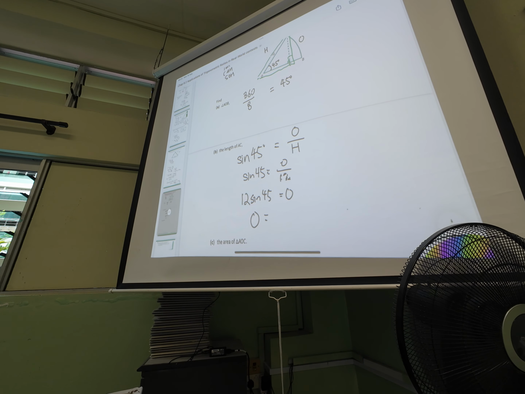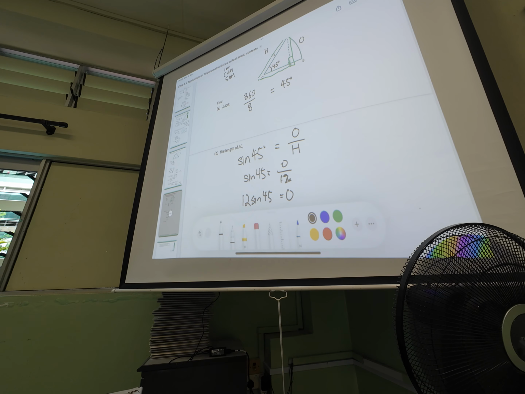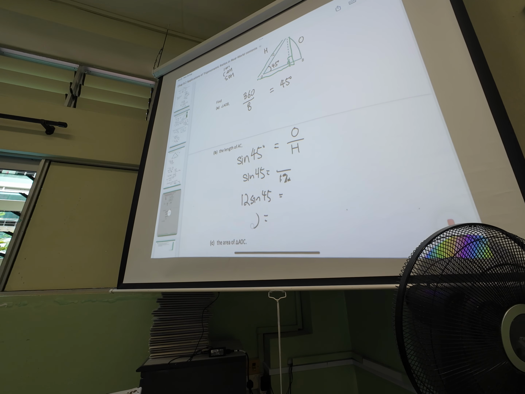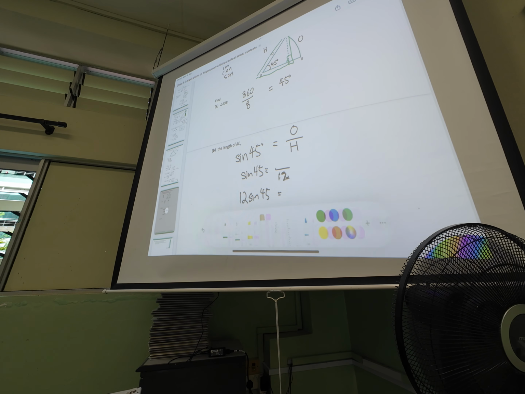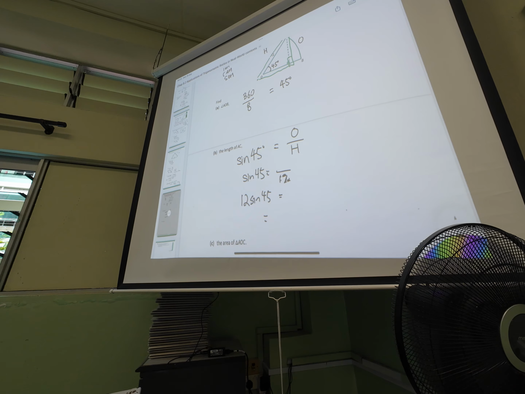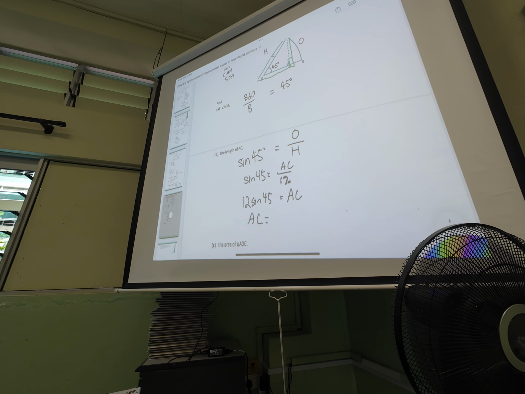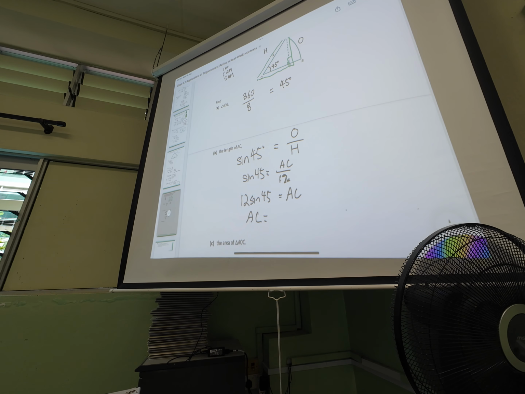Sorry, I think I should write AC instead. At first it is opposite, but if I put O there, it looks very confusing. Next time when you refer, you may think it is zero. So the opposite is actually what we want to find. It is AC. Then I press calculator, 12 times sine 45, and I get the length of AC.